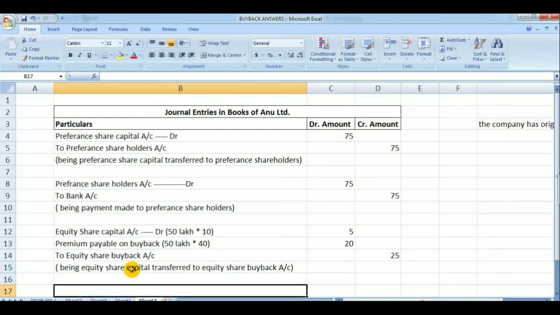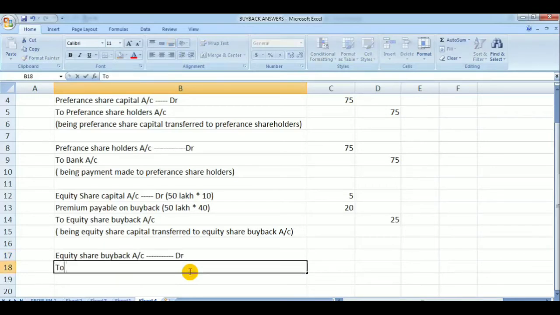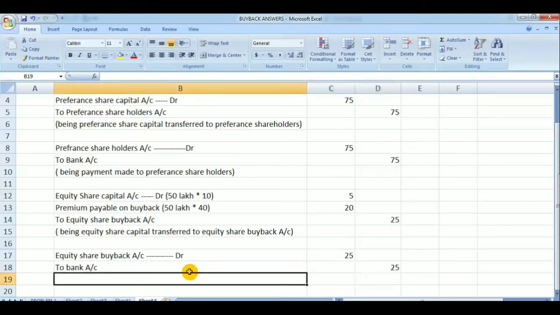Next, we will make the payment to these equity shareholders. So the entry for payment will be again same as preference shares. Equity share buyback account will be debited and bank account will be credited for 25 crore rupees. Being payment made to equity shareholders.